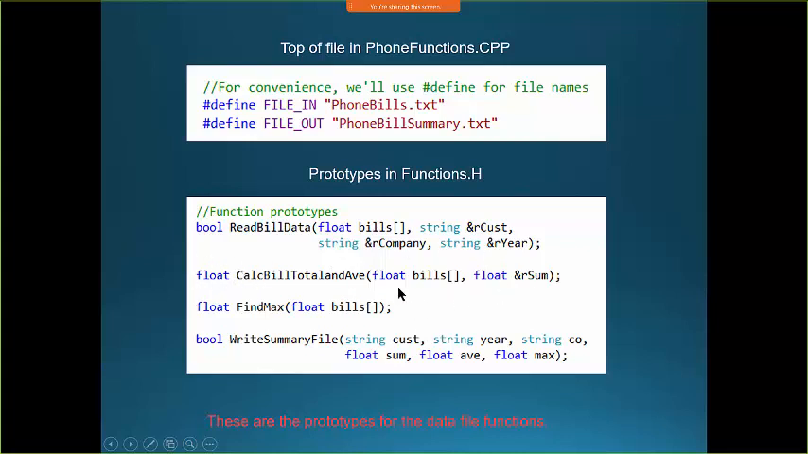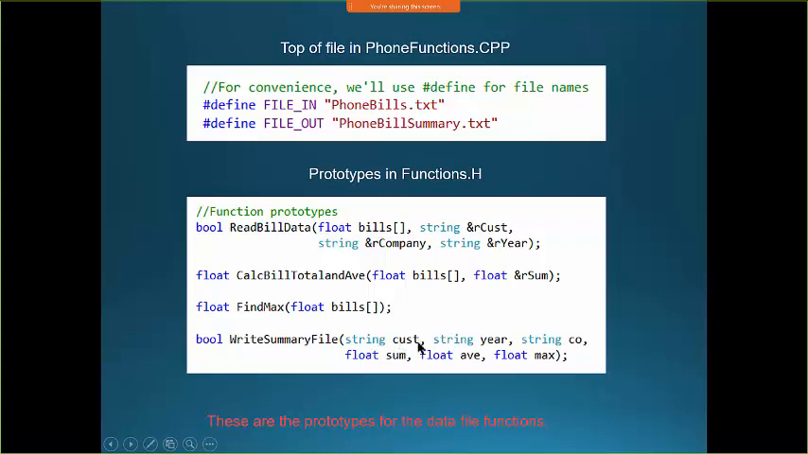I think this is a little bit convoluted. I would have said if you're going to return everything out through a reference, probably return both by reference and make this void, but that would work. And then find max is going to find the maximum value in the bills array and return it as the return value. And then we're going to pass in the sum, the average, and max, and all this information, and that's going to write it to a summary file.